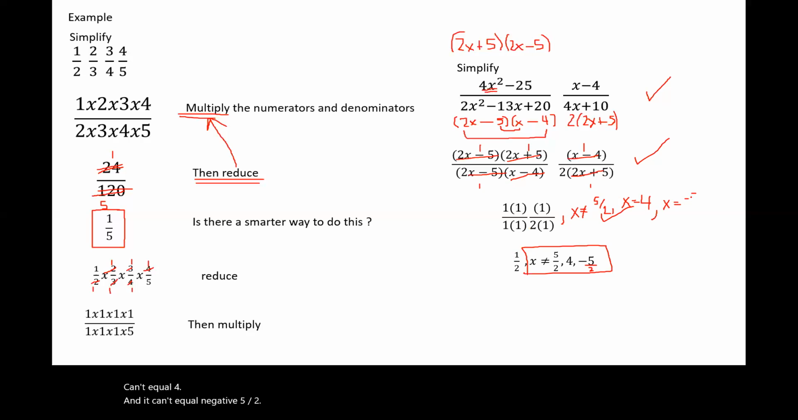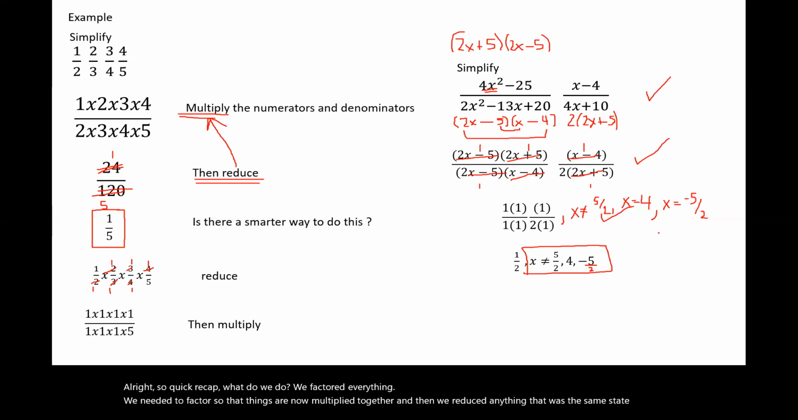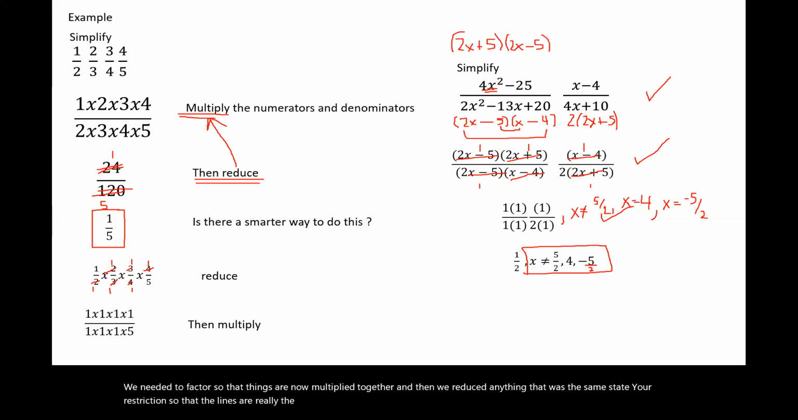All right, so quick recap, what did we do? We factored everything. We needed to factor so that things are now multiplied together. And then we reduced anything that was the same. State your restrictions so that the lines are really the same as each other. And simplify as much as possible.